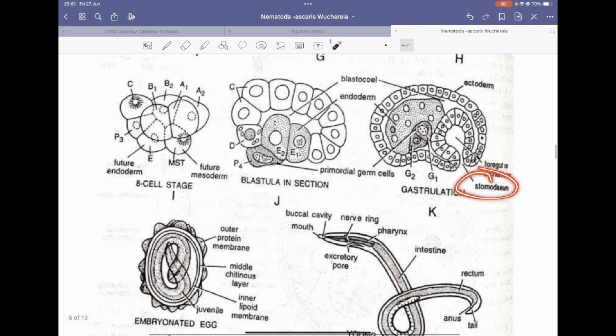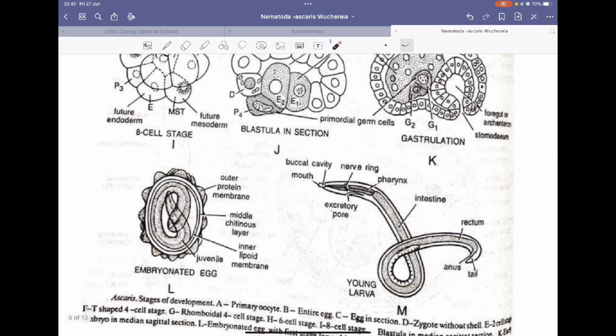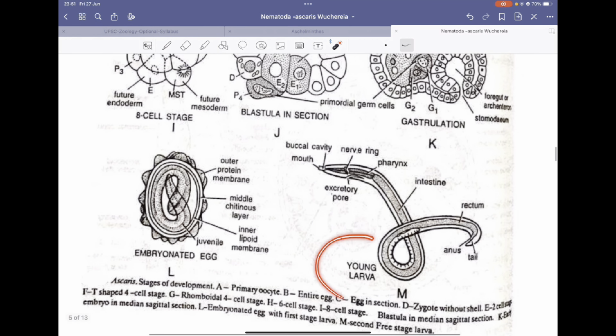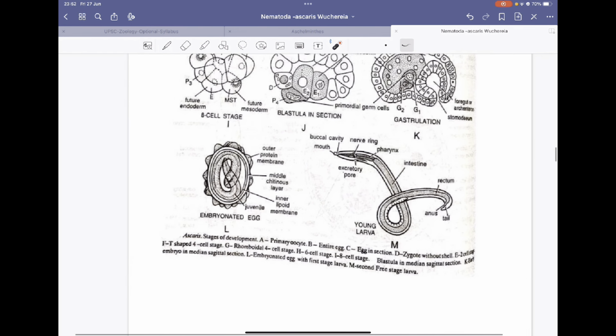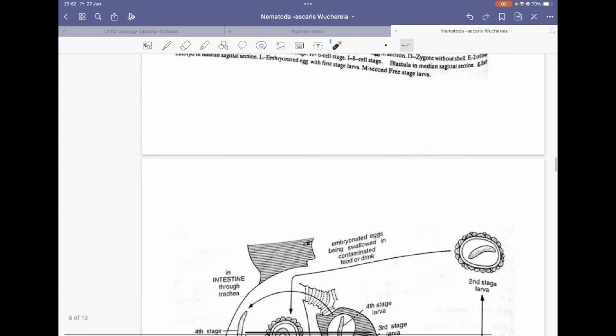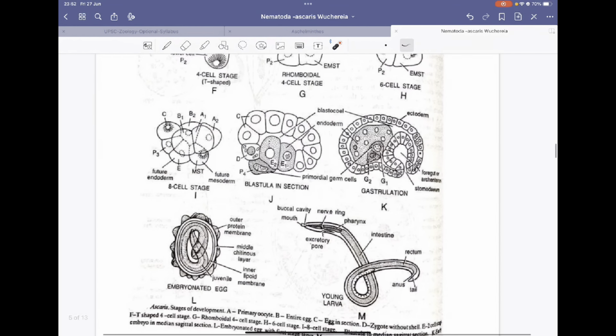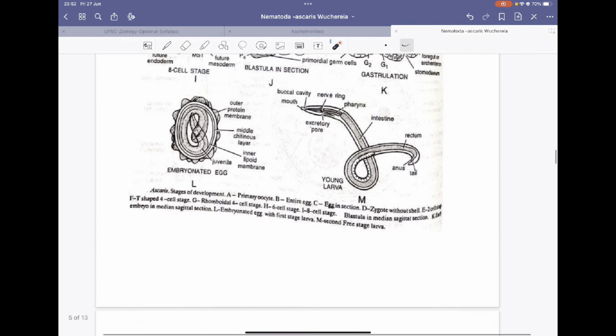There is a stomodeum, an invaginated cavity, and slowly it will further develop into a young larva. This young larva contains the buccal cavity, the mouth, the nerve ring. There is the presence of pharynx, intestine, rectum, anus, and tail. So this is the young larva, the second stage larva, and it is free. So these are the whole developmental stages.